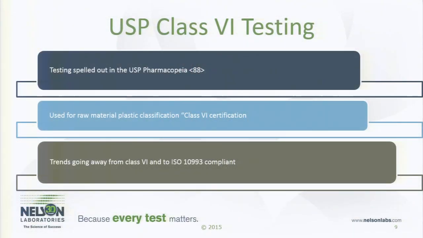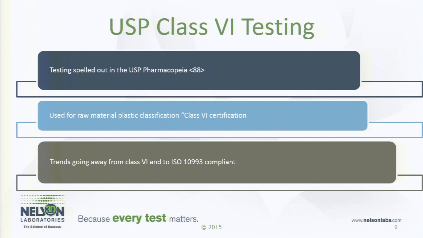And they go, that's impossible. It's made out of plastic that's USP Class 6. Okay, that's great, but do they really know what USP Class 6 is? Just so you know what USP Class 6 was designed for, it was designed for raw material plastic, specifically for container closures.